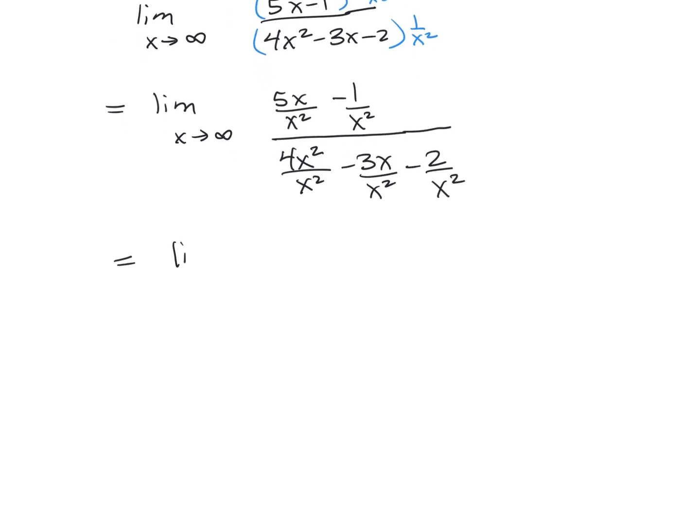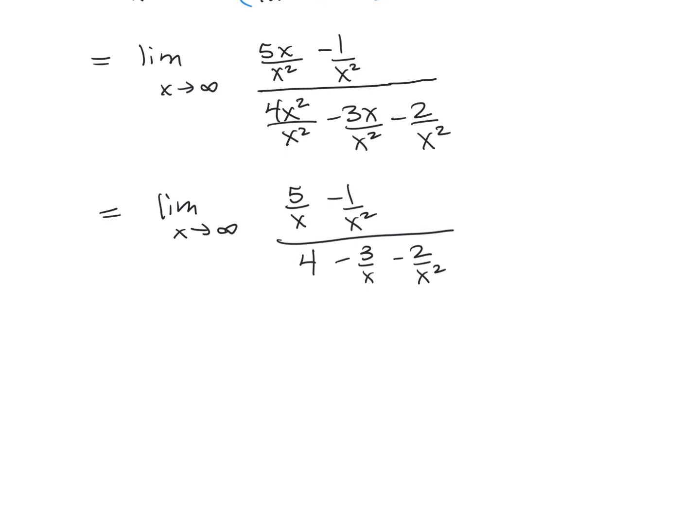Now we'll simplify down, and that'll be the limit as x goes to infinity of 5 divided by x minus 1 over x squared. And then down below in our denominator, that's 4 minus 3 over x minus 2 over x squared.